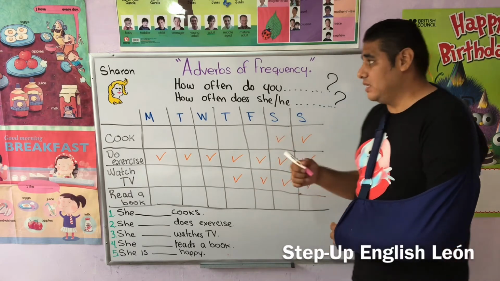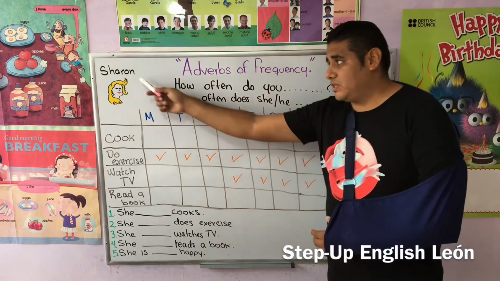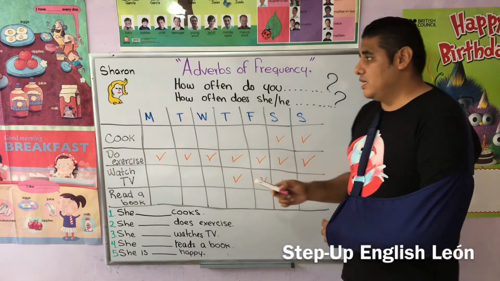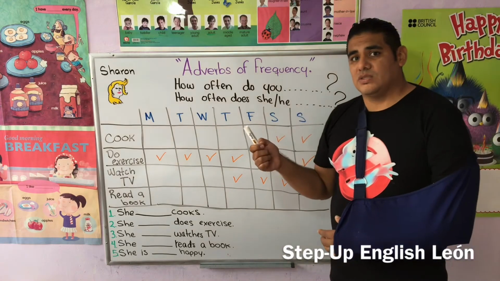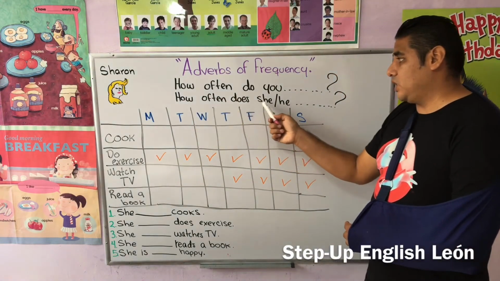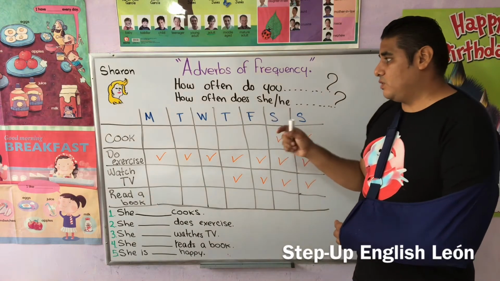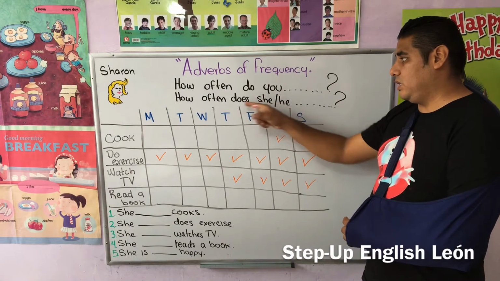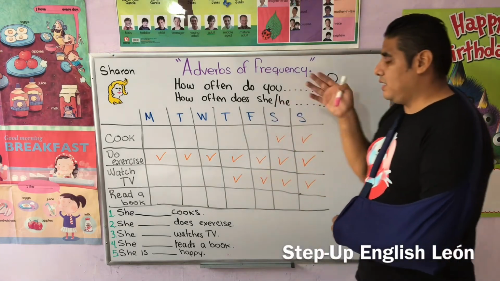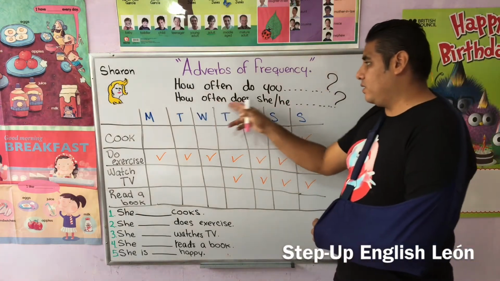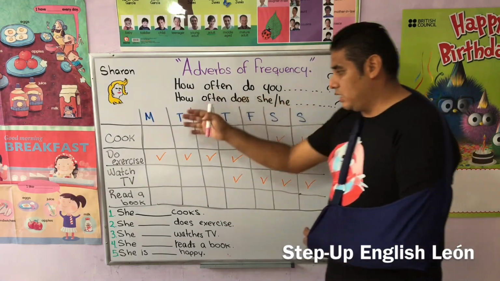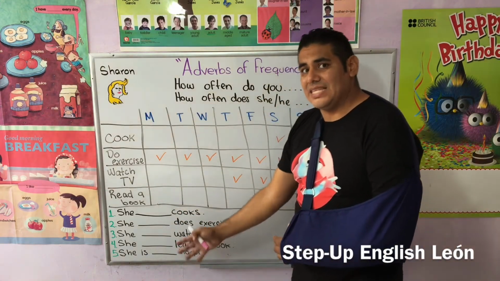The frequency. Okay, but we have Sharon. She is going to help us to do the exercise. In order to ask questions about her, we're going to do this. How often does she? For third person, we use does she, does he, or does it. But in here, we're going to use how often does she? And then we're going to use this chart to complete these sentences.